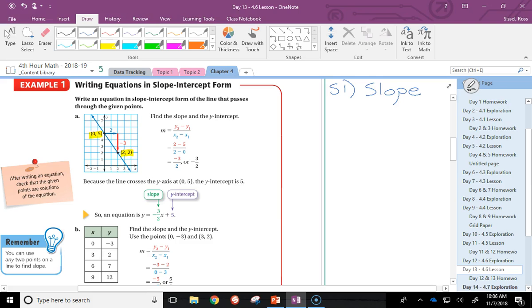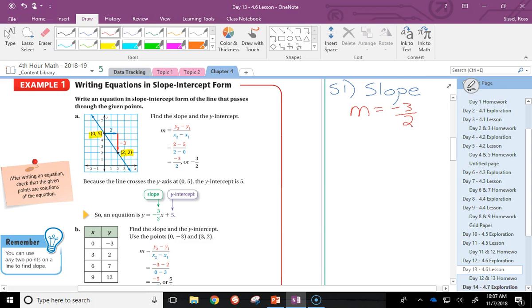Alright, step 1, we want to identify the slope of our line. So the first thing we have to do is identify that slope. What is the slope of our line? What is the slope of that line on A? Yeah. Well, say it again. Good. So our slope is going to be negative 3 over 2.